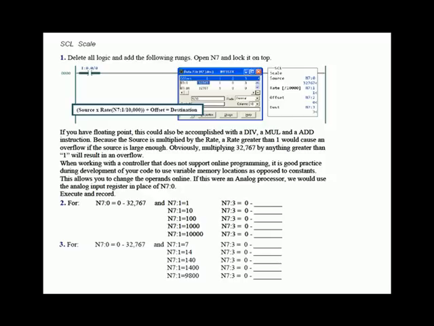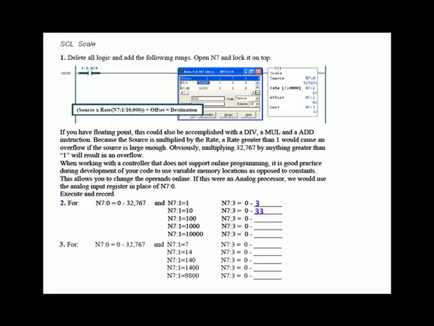for values of N7:0 equaling 0 through 32,767, so down in step 2, I have you enter different values of N7:1, in other words, different rates. And remember that the rate is going to be whatever you put in N7:1 divided by 10,000. So if you start out with 1, then 1 10,000th times 32,767 is going to be 3. If you increase N7:1 to 10, now you're dividing 10 by 10,000, which is 1,000th. So what is 1,000th of 32,767? Roughly 33.